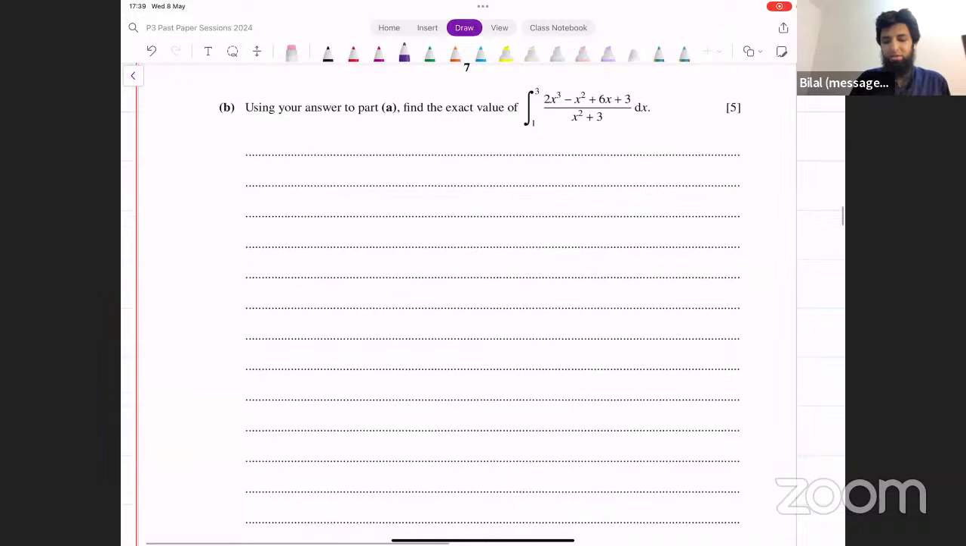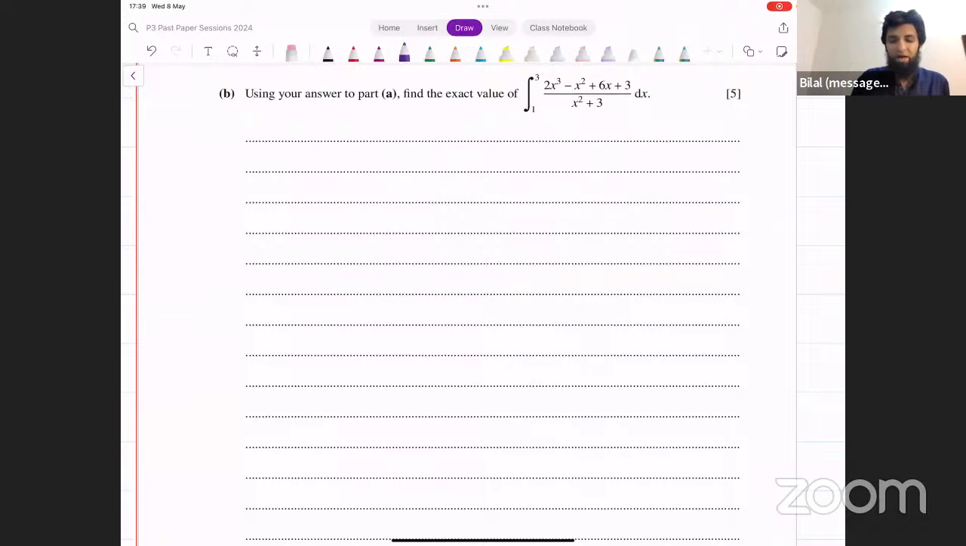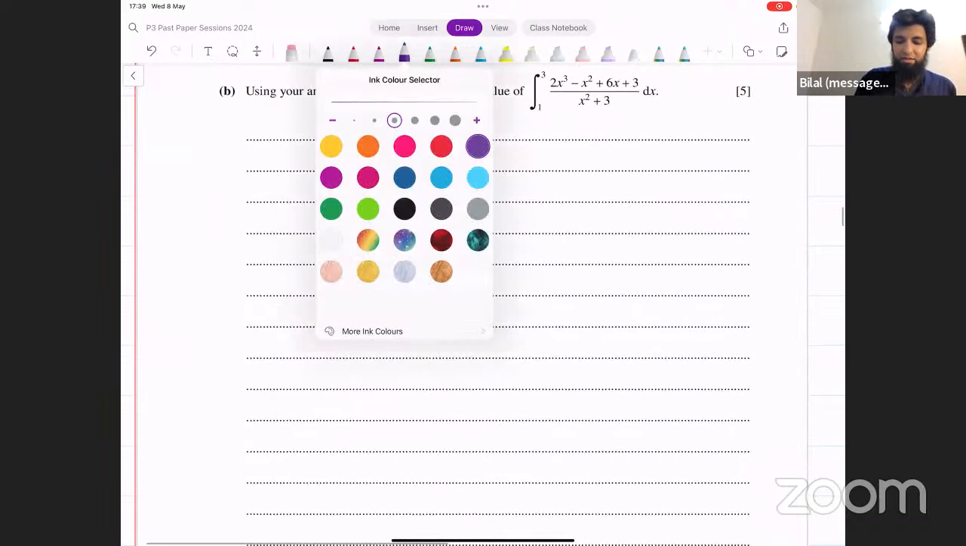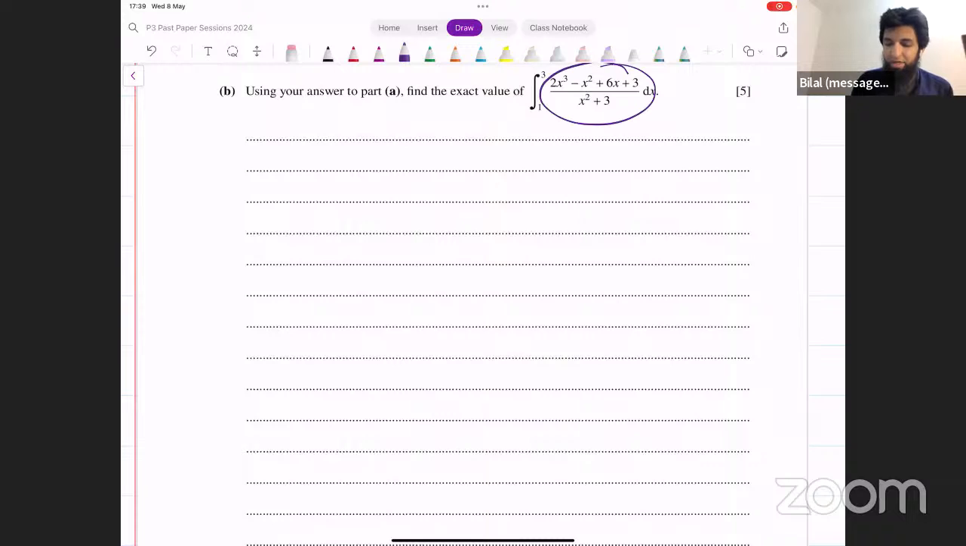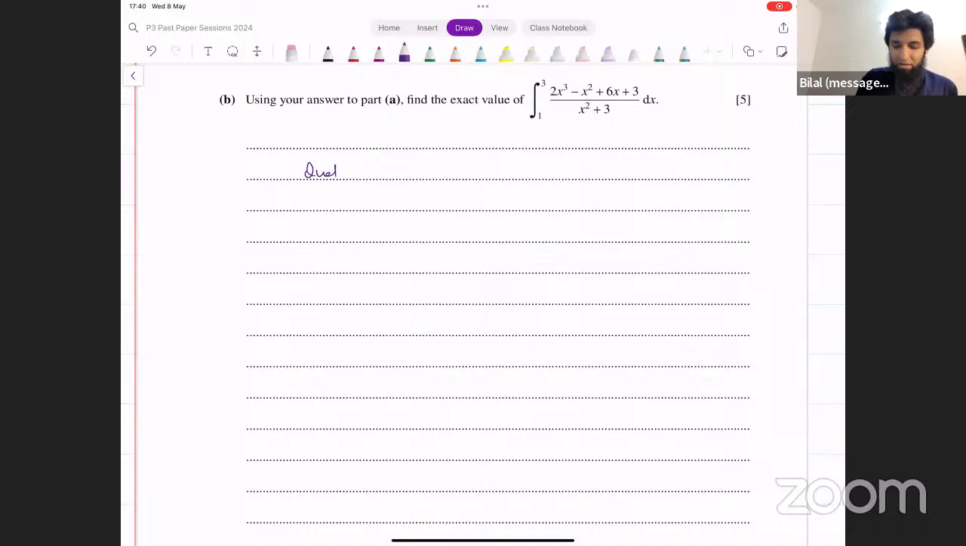Now it says, use the answer to part A to find the exact value of this integral. Now, how do you do this? It's an improper fraction. In order to integrate improper fractions, we have to use that rule where we divide a fraction into two parts like this. We say this is dividend over divisor. Dividend over divisor can be split into two parts like this. Quotient plus remainder over divisor. And that's a standard method that we've got for integrating improper fractions.